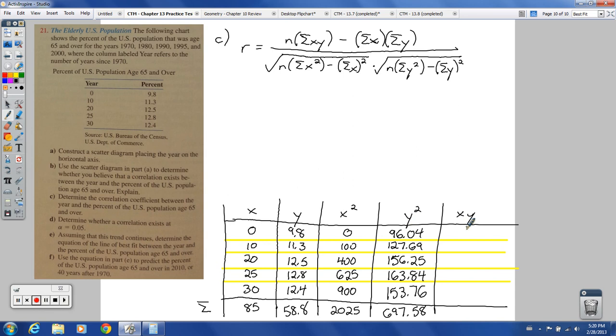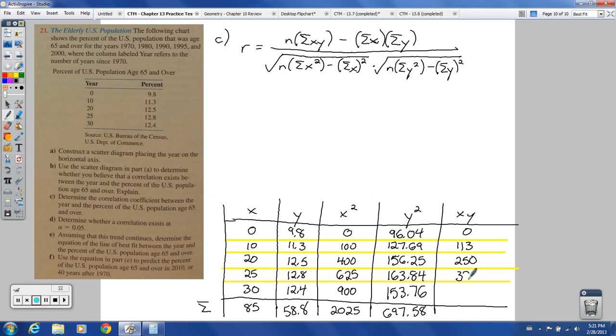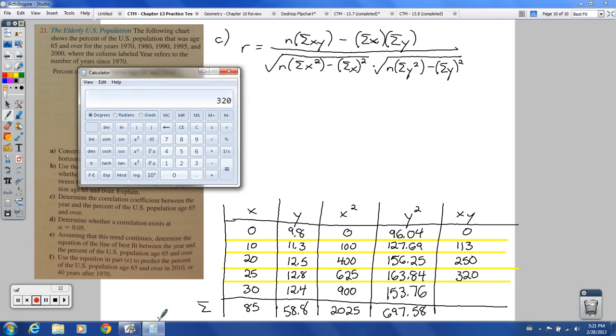And then finally the xy values. X times y, that would be 0 right there. 10 times anything, you just move the decimal one spot. 10 times 12.5 would be 125, so I multiply that by 2 more. That would be the same as times 20, so that would be 250. And then these other two I'm going to use a calculator for. So I've got 25 times 12.8, that's 320. And finally 30 times 12.4, 372.